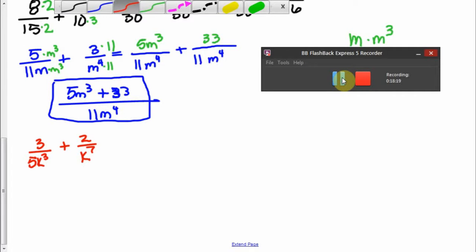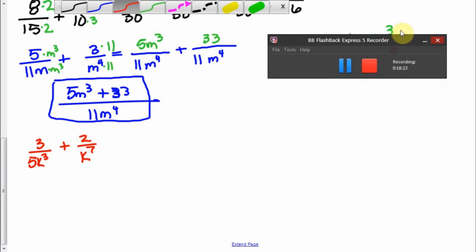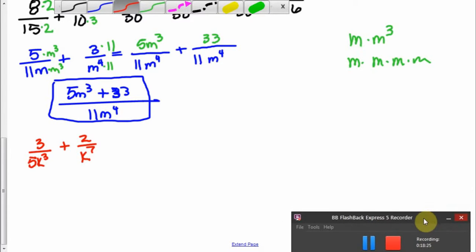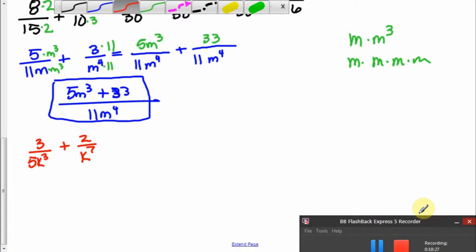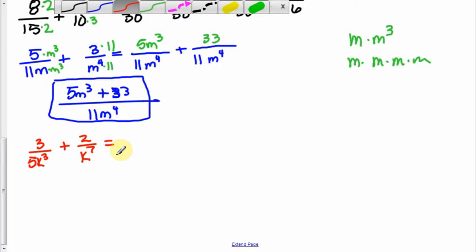All right, let's see if we can tackle this one. Move this little thing out of the way. What is the common denominator? 5k to the seventh. Okay. What did you multiply 5k to the third by to get to k to the seventh? K to the fourth. So if you multiply this times k to the fourth, then you have to multiply this times k to the fourth. So that's going to give you 3k to the fourth.